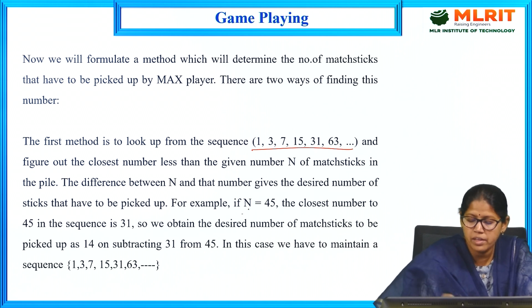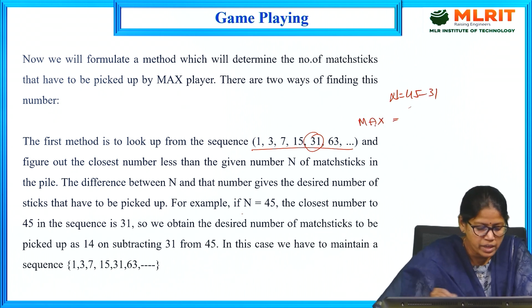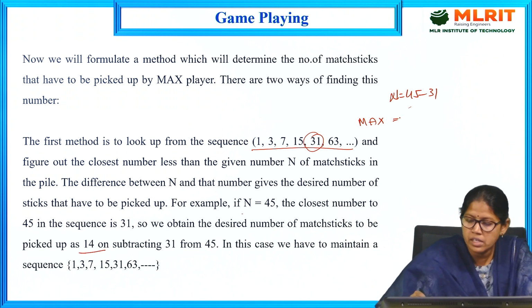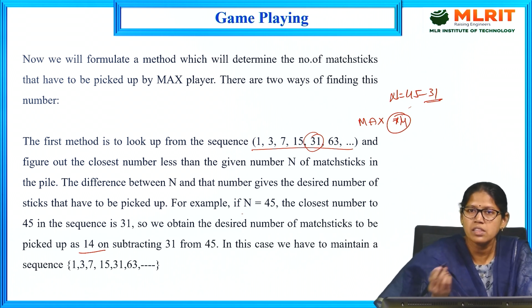For example, if n equal to 45, then we need to check the nearest value in the sequence. This 31 is the closest one. So we need 45 minus 31. The max has to take 14 matchsticks. So 31 matchsticks are left to be played by the min, in such a way that the max can win the game.